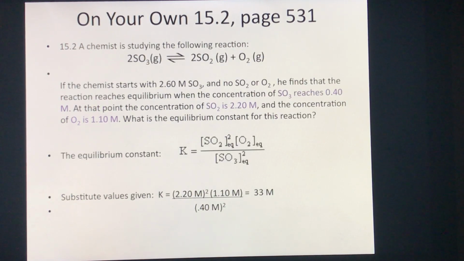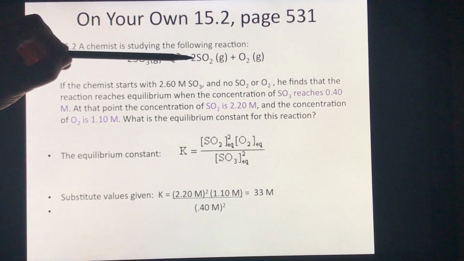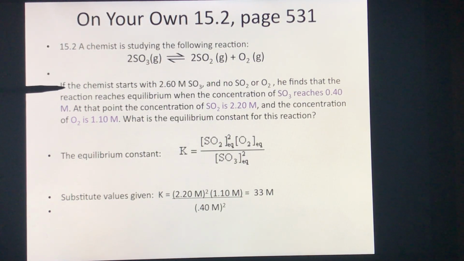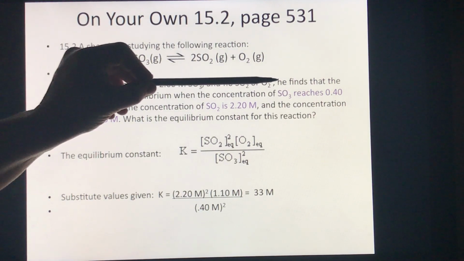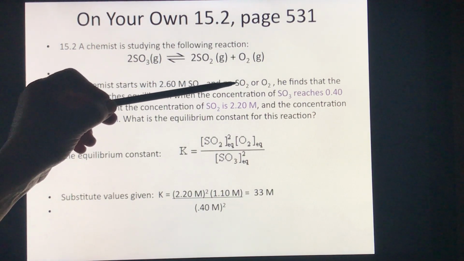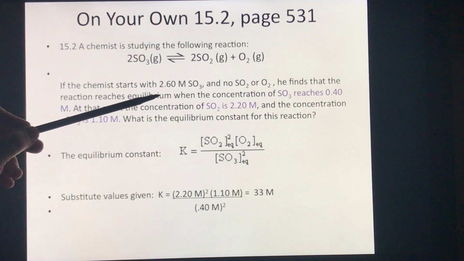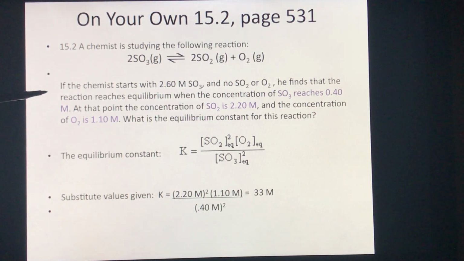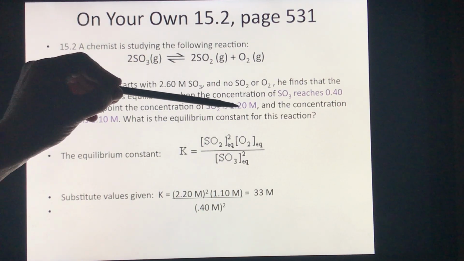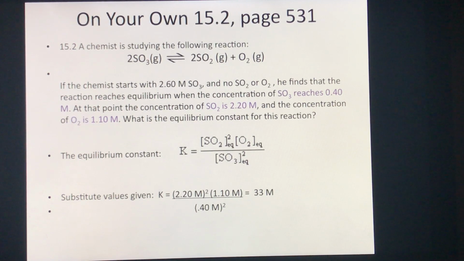Okay, let's look at On Your Own 15.2. Here we have the chemist studying this reaction. The sulfur trioxide, SO3, yields sulfur dioxide plus oxygen gas. Now in this case, they're giving us some information about what it starts with. If the chemist starts with 2.0 molar SO3 and no SO2 or O2, he finds the reaction reaches equilibrium when the following concentrations are reached. So SO3 reaches 0.4 molar, SO2 is 2.2 molar, and O2 is 1.1 molar.